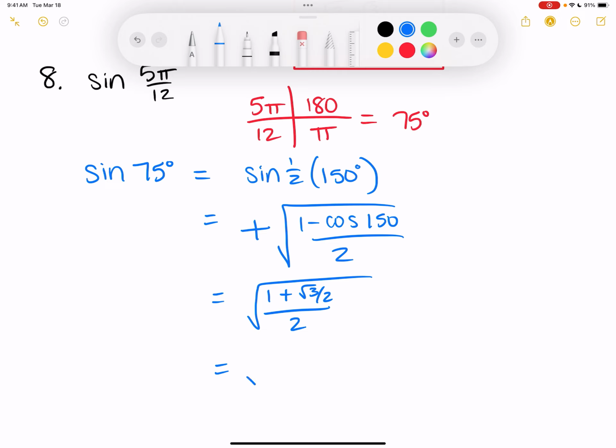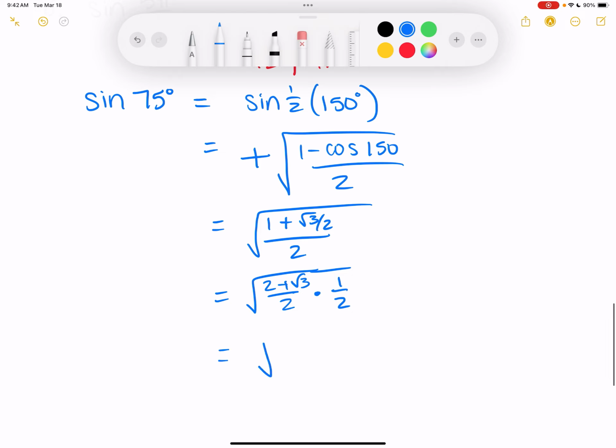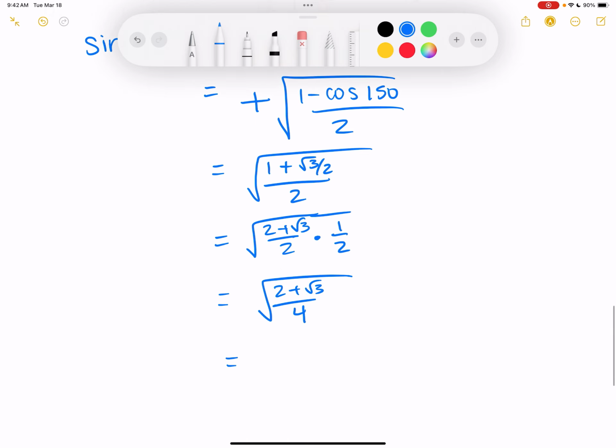So this is going to then be 2 plus root 3 over 2 times 1/2. I'm just basically saving a step. I got a common denominator, and then I multiplied by 1/2, since I was dividing by 2. So that's the square root of 2 plus root 3 over 4. And so then that is the square root of 2 plus root 3 over 2. What we're doing is taking the root 3 over 2 and then multiplying the whole thing by it to get the 2 plus root 3 over 4.